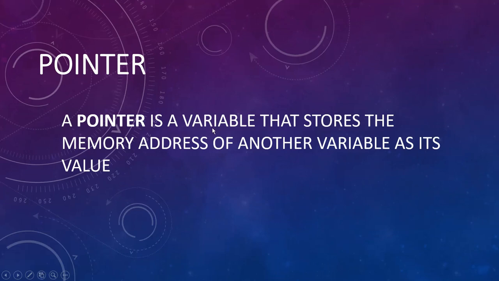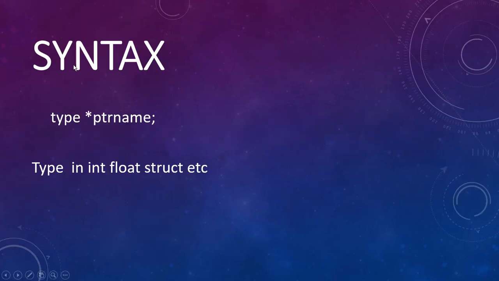Pointer is a variable that stores the address, memory location, memory address of another variable as its value. In short, pointer is what here? Variable. Pointer is a variable that holds the address of another variable as its value.